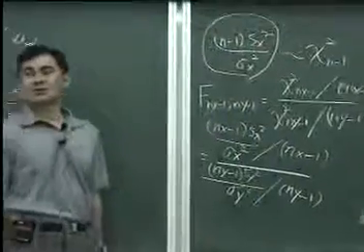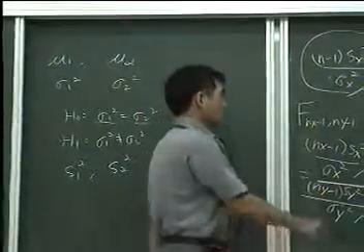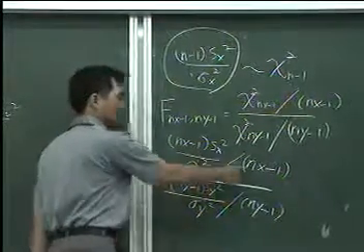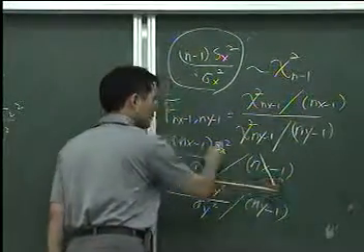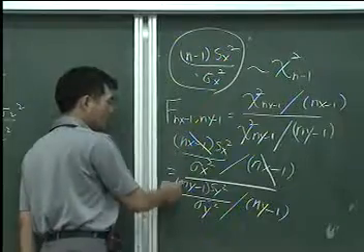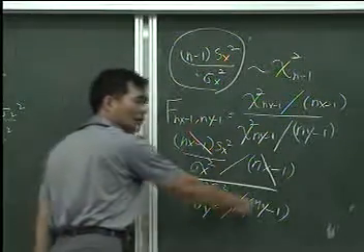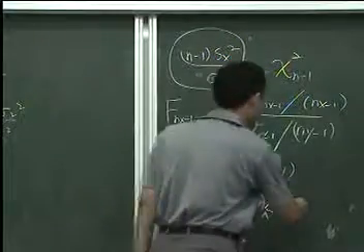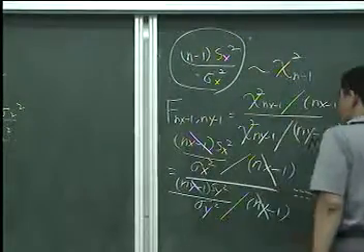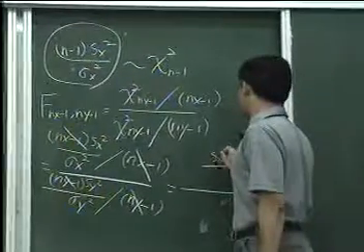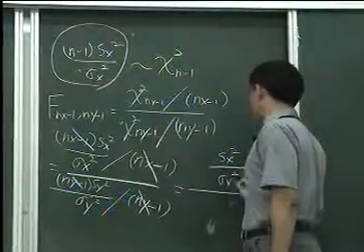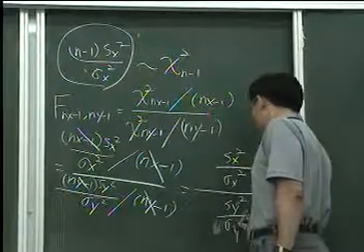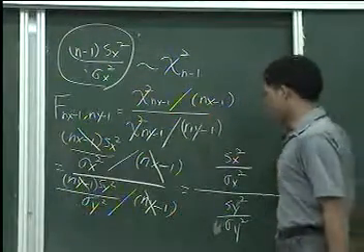Any questions so far? So there is nx minus 1 here and nx minus 1 here, so it can be cancelled out, right? The same thing, there is ny minus 1 here and ny minus 1 here, so it can be cancelled out. Okay? So basically what do we get? We get sx squared divided by sigma x squared and sy squared divided by sigma y squared. Any questions?